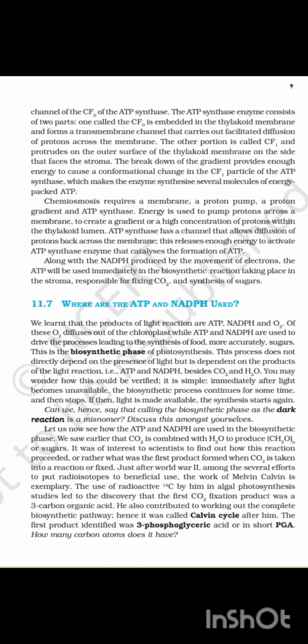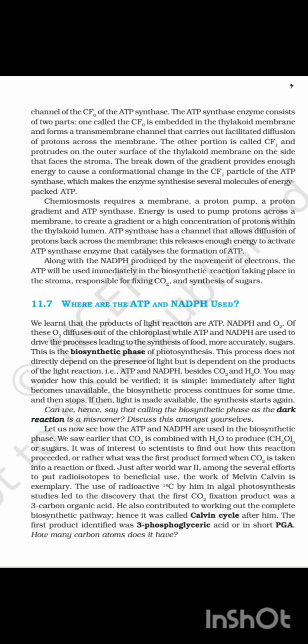This process does not directly depend on the presence of light, but depends on the products of the light reaction, ATP and NADPH, besides carbon dioxide and water. You may wonder how this could be verified. It is simple. Immediately after light becomes unavailable, the biosynthetic process continues for some time, then stops. If light is then made available, the synthesis starts again.